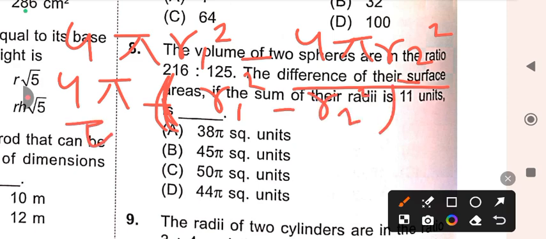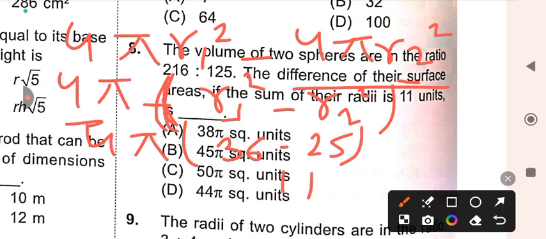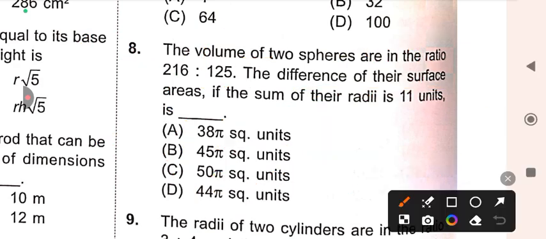That is 4 pi times r1 square, r1 is there like 36, because 6 square is 36, minus r2 square is 25. Difference is 11. 4 pi into 11. So 44 pi is the resulting answer, 44 pi square units. Option number D is correct.